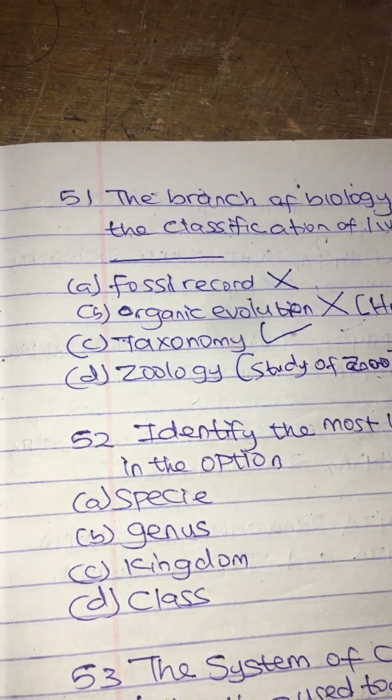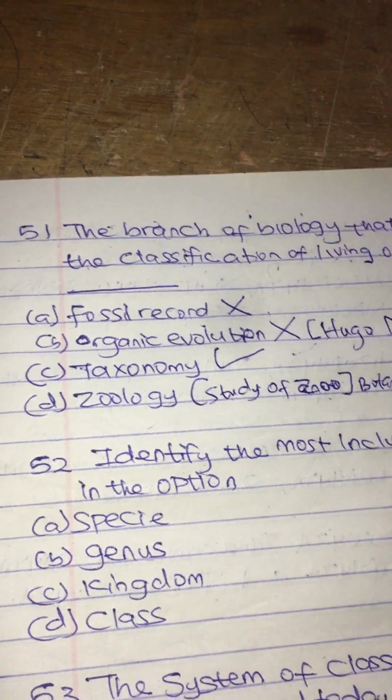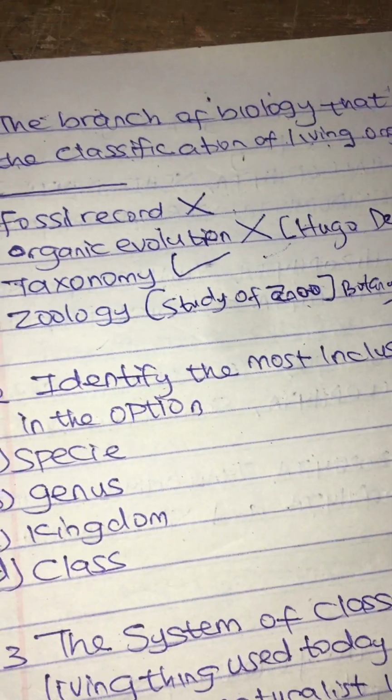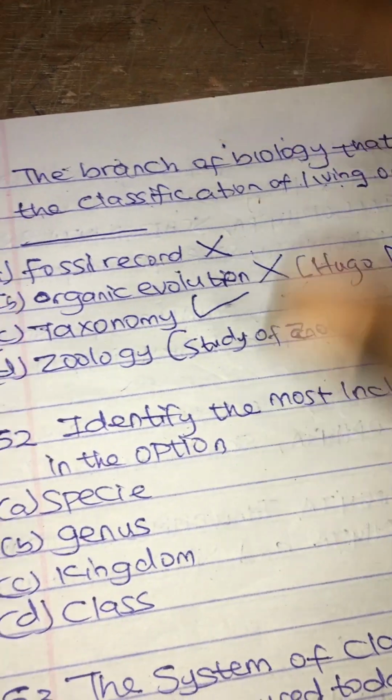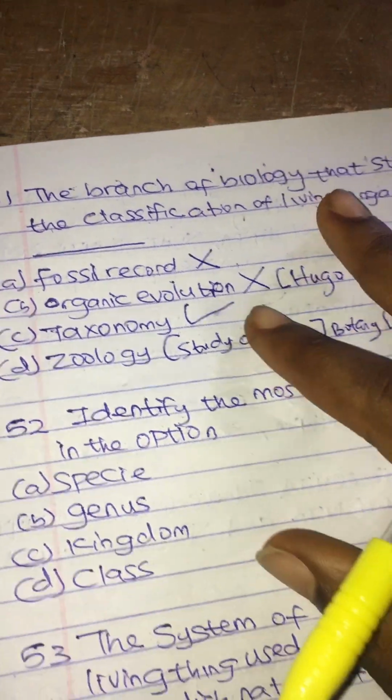Fossil record is used to track how long something has stayed. For example, bones. How long did I say? Is it for 10 years? Is it for 20 years? Is it for 30 years? That's the work of fossil record.